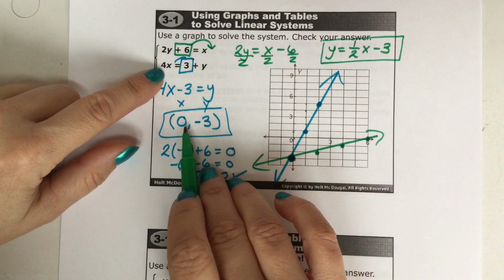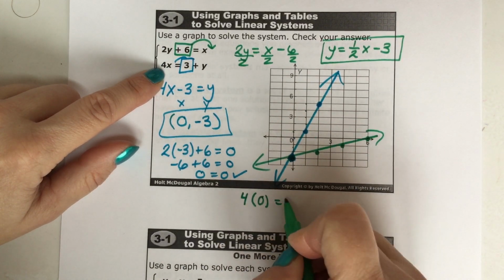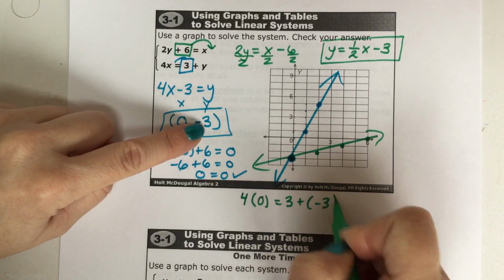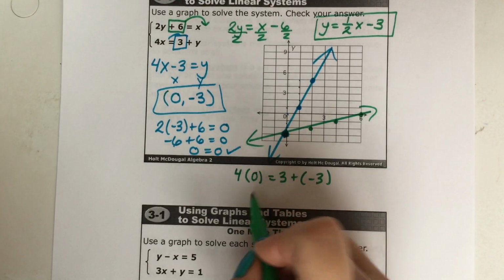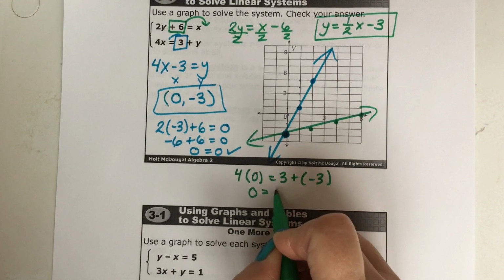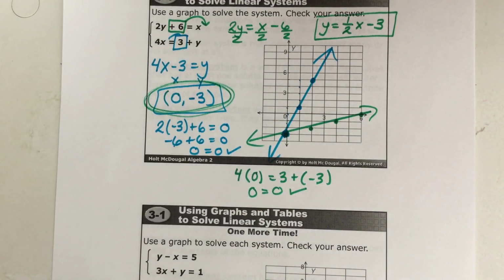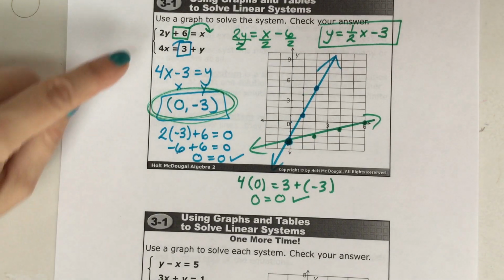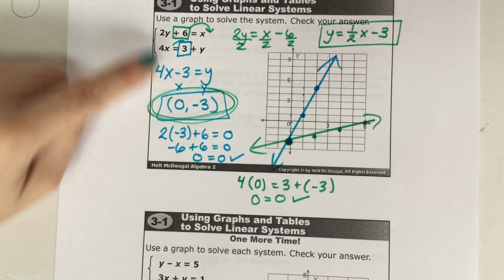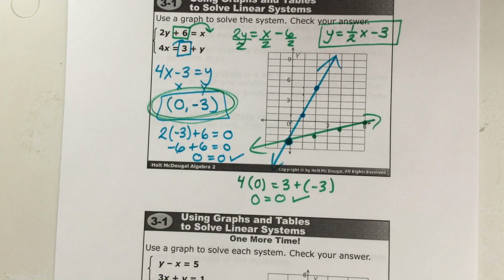Okay, let's check the other one. 4 times x, which is 0, equals 3 plus y, which is -3. Well, 4 times 0 is 0. 3 plus -3 is 0. It checks. So yes, folks, that's our answer. The solution to this system of equations is the ordered pair 0, -3.